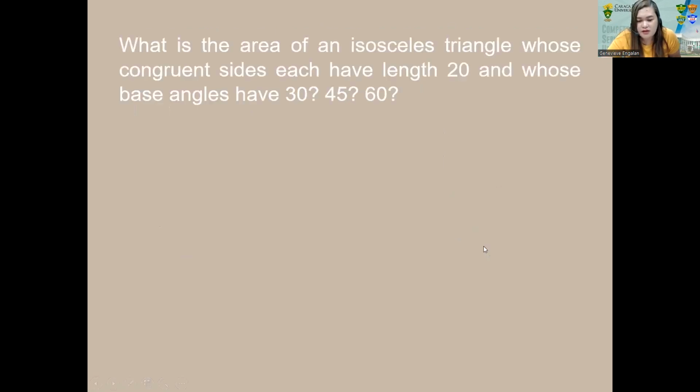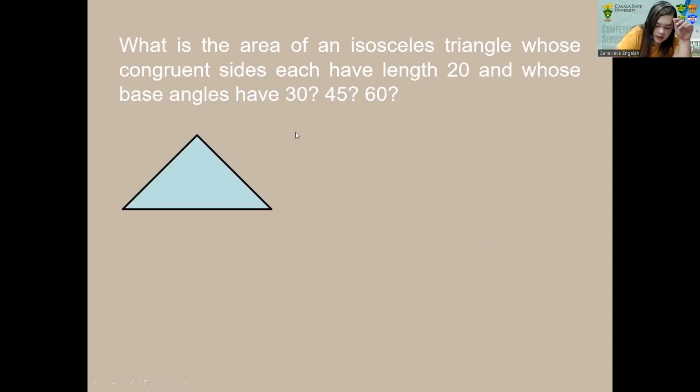Okay, then we have another set of problem here. What is the area of the isosceles triangle whose congruent sides each have length 20, whose base angles are 30, 45, or 60? So, itry na to solve ang area if 30 ang base angle. So, kung 30 ni, and this is also 30, so this will become parehas ra ganina, no? This will become 60. And this will be 90.